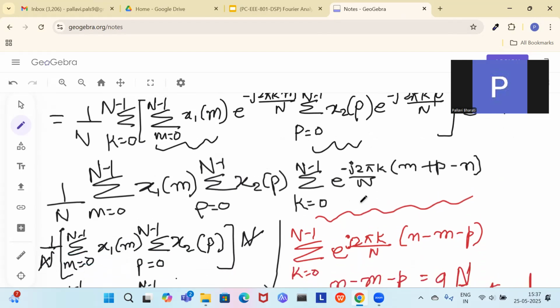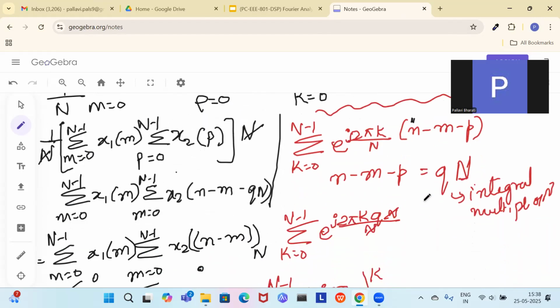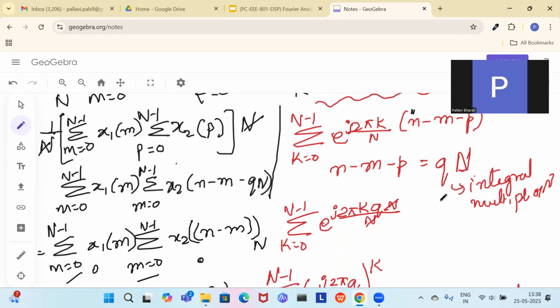The whole red part is very, very important. e to the power minus j 2 pi k (m plus p minus n). Now we are just changing it to plus. If you write n minus m minus p, see, n is basically my signal index for x1 and x2(n). So I am taking this as the base and then writing in this manner. In the earlier manner, it was not easily comprehensible. So it is better to write in this manner so that you can understand that n minus m minus p means shifting from n. Now this n minus m minus p is taken as an integral multiple of capital N.